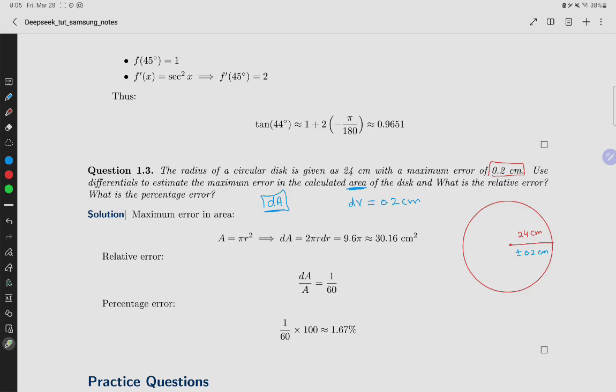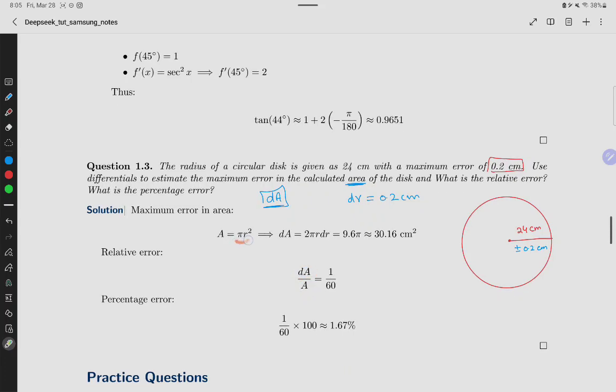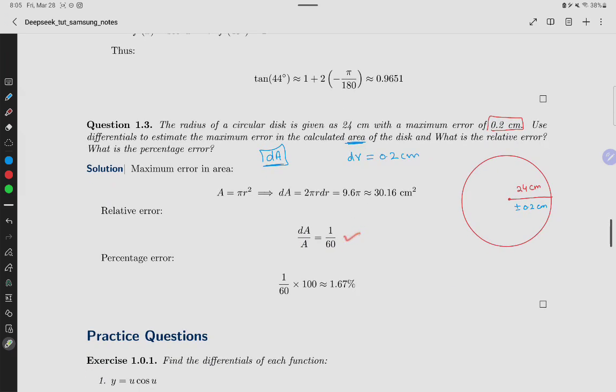But if you need to find the relative error, that means the differential of A with respect to the original area. You will just divide the differential by the area of the function, put the values here, and you will get the relative error, which is very small. And if you want to find the percentage error, you just multiply the relative error by 100 and you will get the percentage. So this percentage is the overall error in the area of the circular disc. Okay.